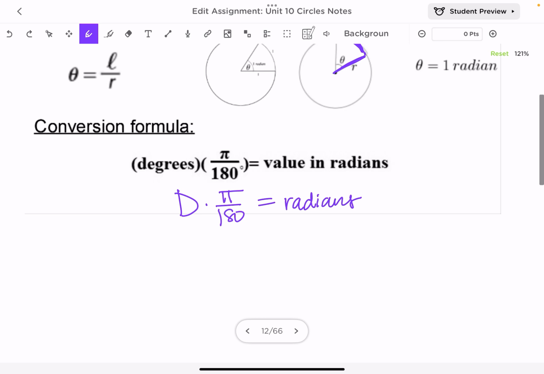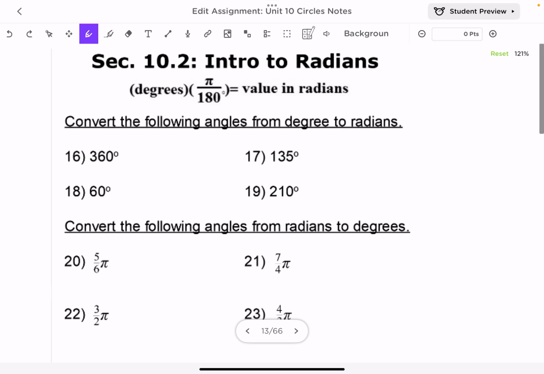I will teach you a trick. You are either going to be multiplying by 180 or you are going to be dividing by 180. You need to decide if you're going from degrees to radians or radians to degrees, which one makes more sense. We're just going to keep this as simple as we possibly can. The first section says to convert the following angles from degrees to radians. I'm going to do this first one by writing it all out, but then we're going to just do a trick. The first one says 360 degrees.